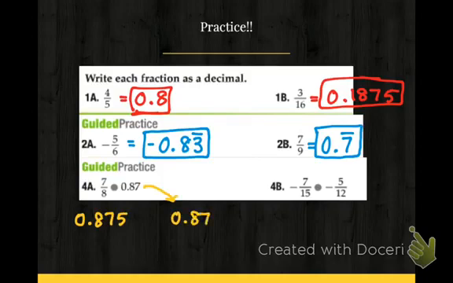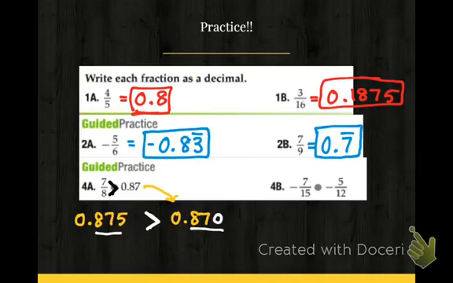Sometimes I've had students have trouble comparing these because this has 3 digits and this only has 2. So what I tell people to do is if this doesn't have a 3rd digit, you can put a 0 there because it doesn't change it at all. Now I can see what's bigger, 875 or 870. Obviously, this one's going to be bigger. So that would be our correct answer, and this little dot would be greater than.